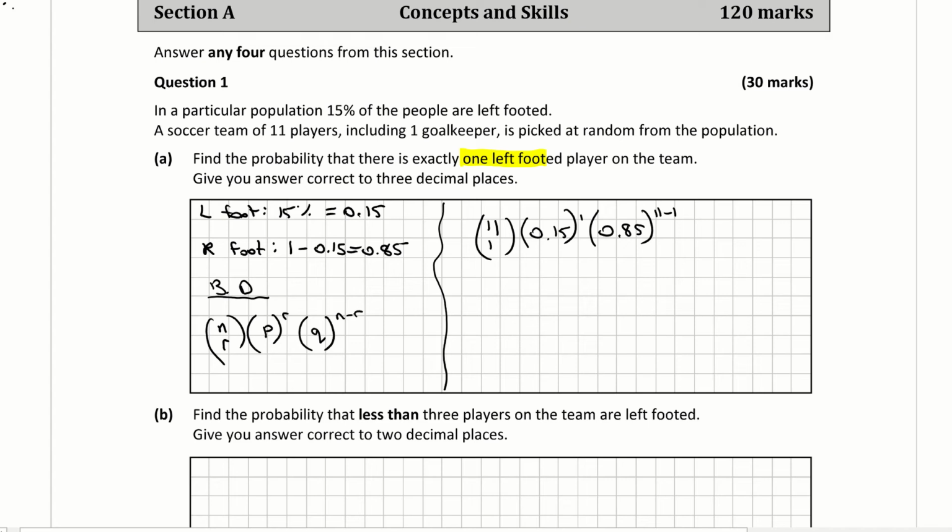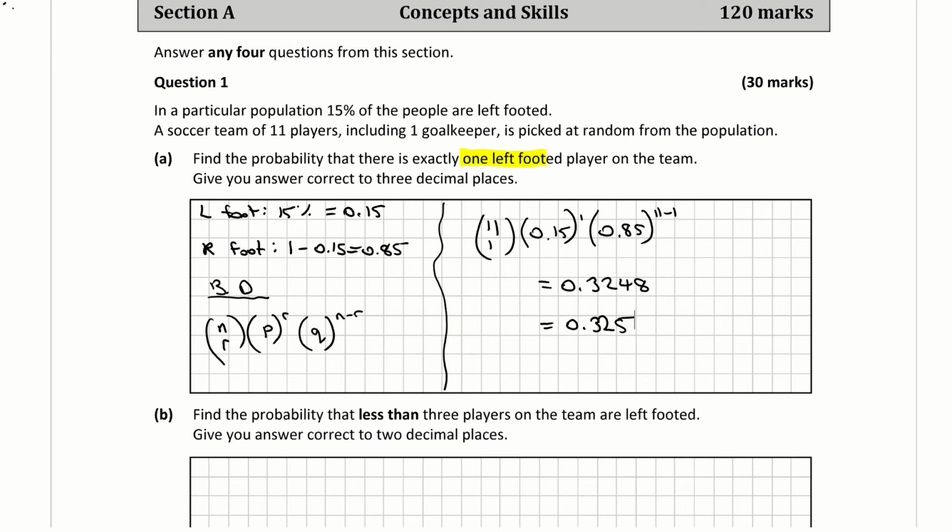And when I type that into my calculator, I get 0.3248. They wanted 3 decimal places, so 0.325 is the probability.